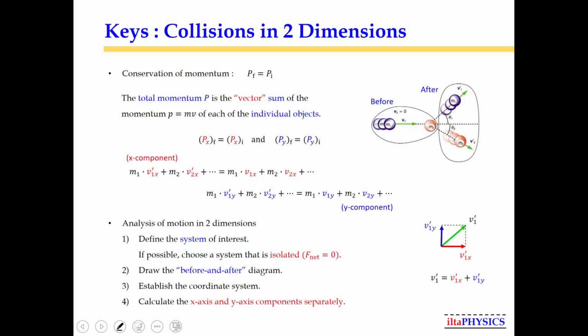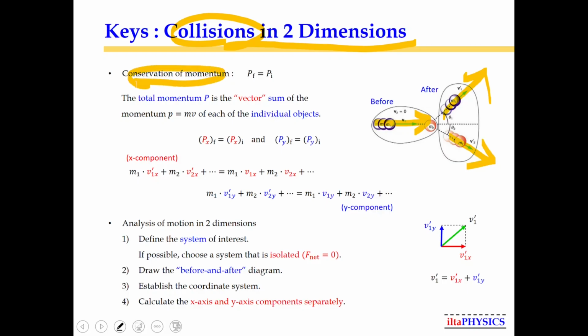I'll quickly go over how to analyze the collision of objects on a two-dimensional surface. This is the case as shown in the diagram where two objects on a plane hit each other and move away in different directions. The law of conservation of momentum still holds true in two-dimensional collisions. In other words, the total momentum before the collision and the total momentum after the collision are always equal.